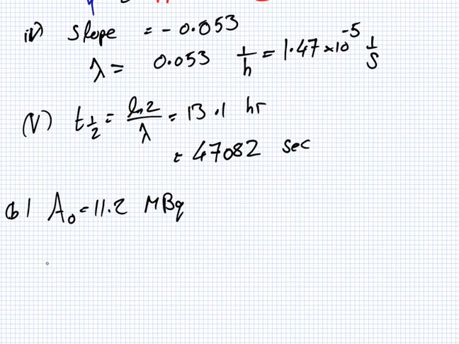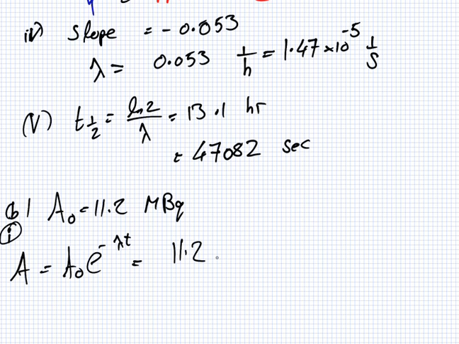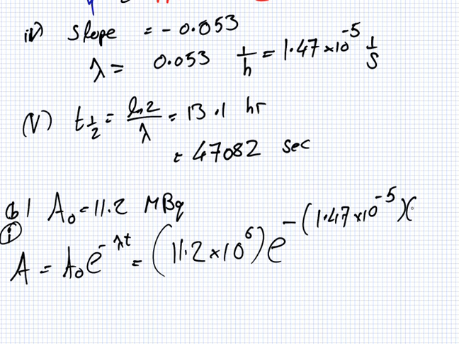Okay. The patient drinks this and 50% of it is in the patient's body. And the question is, what's the activity after 10 hours? So we just need to use this formula. A equals A0 e to the minus lambda t. So that is 11.2 times 10 to the 6 e to the minus lambda, and the t is 10 hours, or if you want 36,000 seconds, if we want to use seconds, which I like.